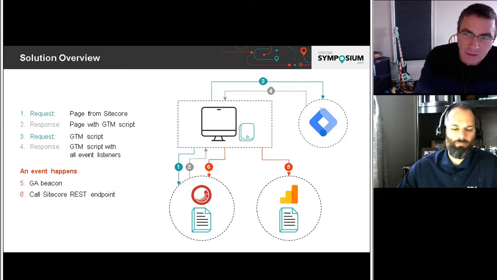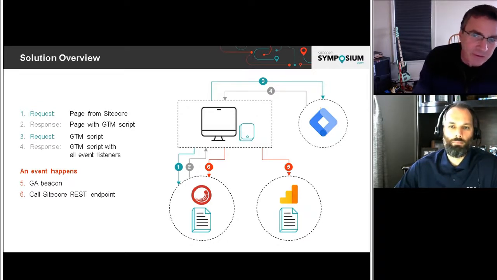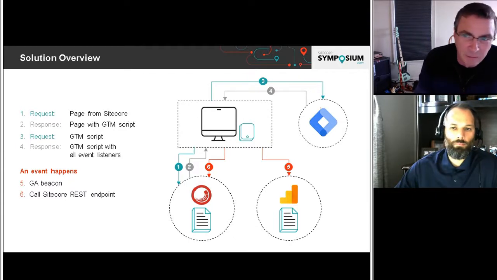So when the user initiates some event, it could be a button click, it could be a campaign link, it could be any kind of event that we can track in JavaScript, essentially. Then what happens is our GTM script is going to fire off a beacon to Google Analytics, and that's the normal part that usually happens with a GTM integration. But the magic here comes because we're going to send the exact same web analytics to Sitecore. So essentially every event that happens in the browser gets sent to both Google Analytics and Sitecore at the same time.